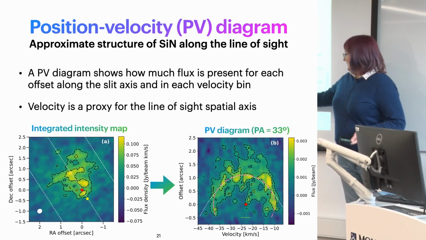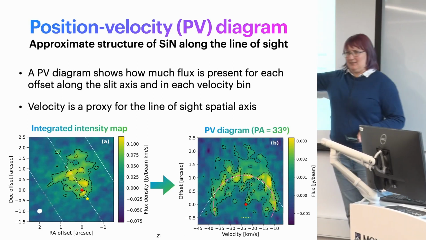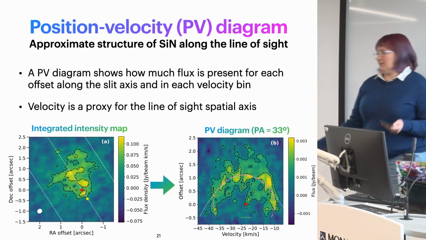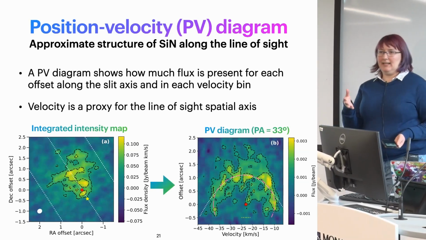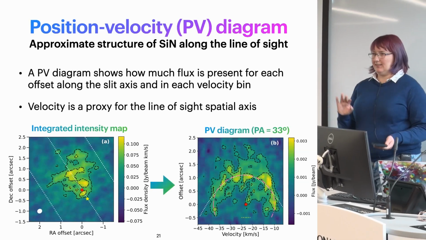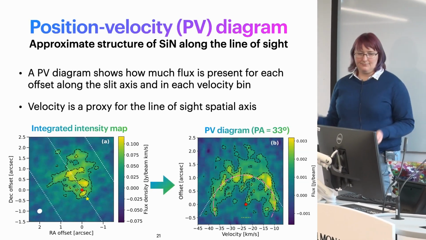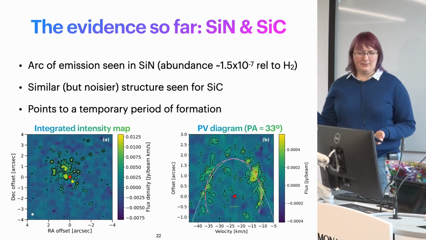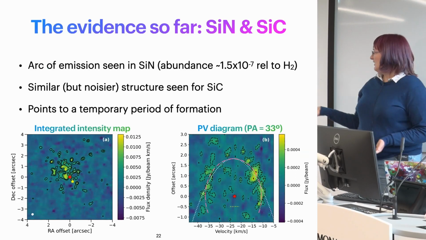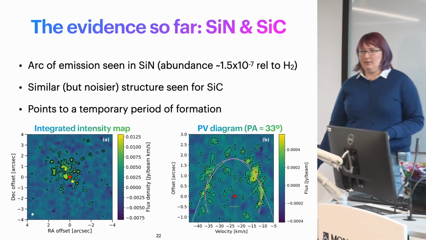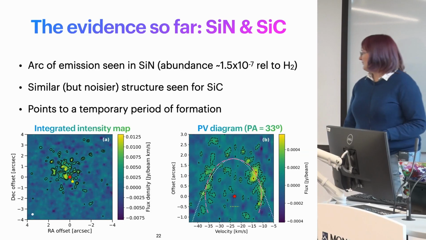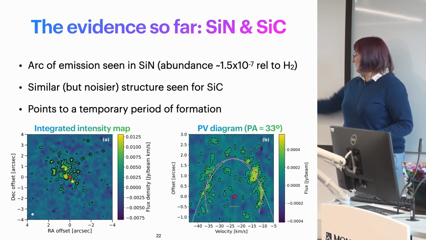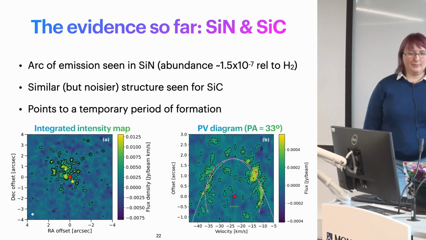And just to be clear, what this is also saying is that triangle wedge thing of emission is actually an arc seen side on. So the velocity is related to the line of sight. It's not necessarily a one-to-one thing, but it is related. So this is SiN. We see something similar for SiC. There's just the SiC emission is worse. SiC is also a sturdier molecule. It is destroyed less, so there's a bit more of it in random places.